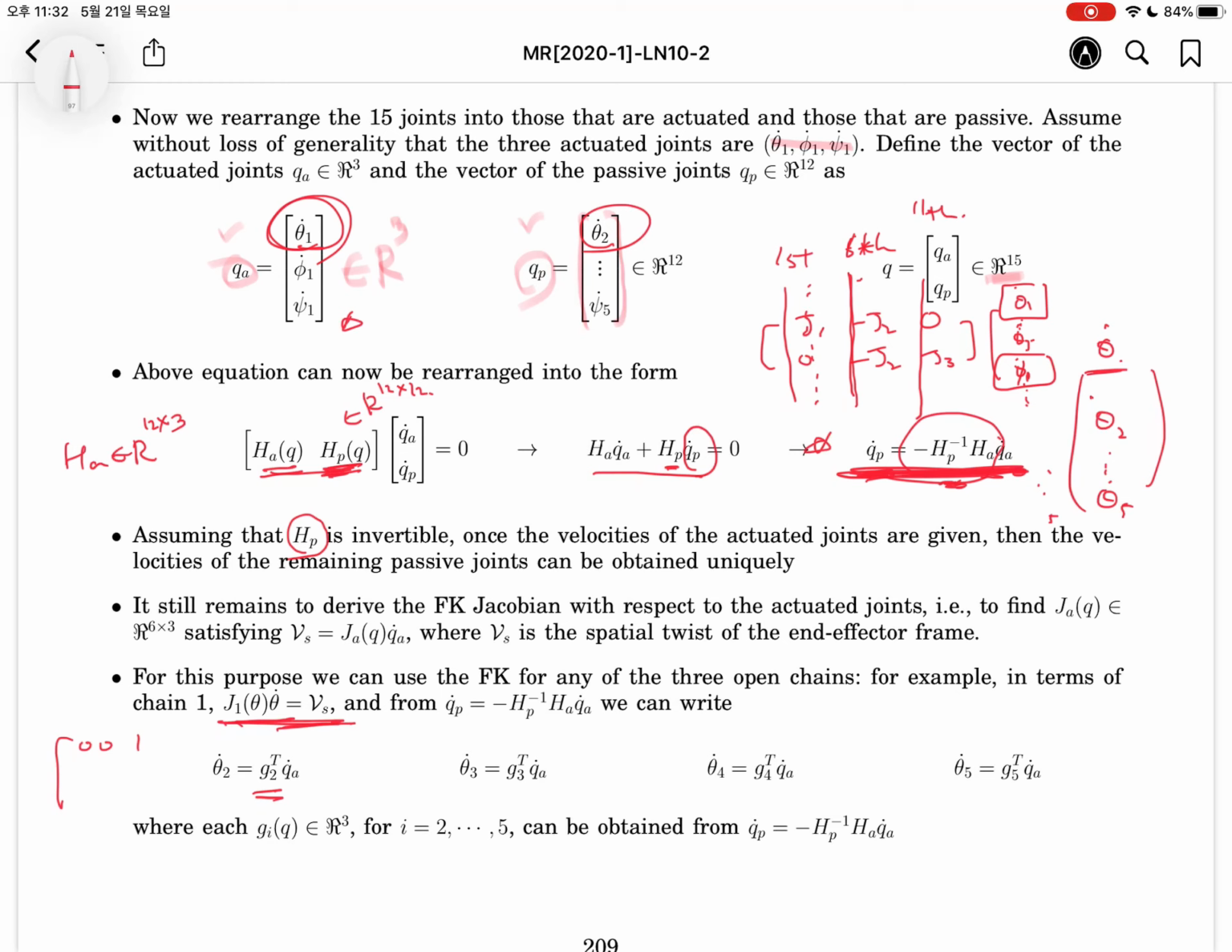From here, the third joint, theta 3 dot, can be chosen from this second row of this matrix. So it can be denoted by G3, G4, and G5. So this matrix G2, G3 through G5 will be multiplied to the qA, okay? Because from this one, through the last element, we can write down this twist, okay?